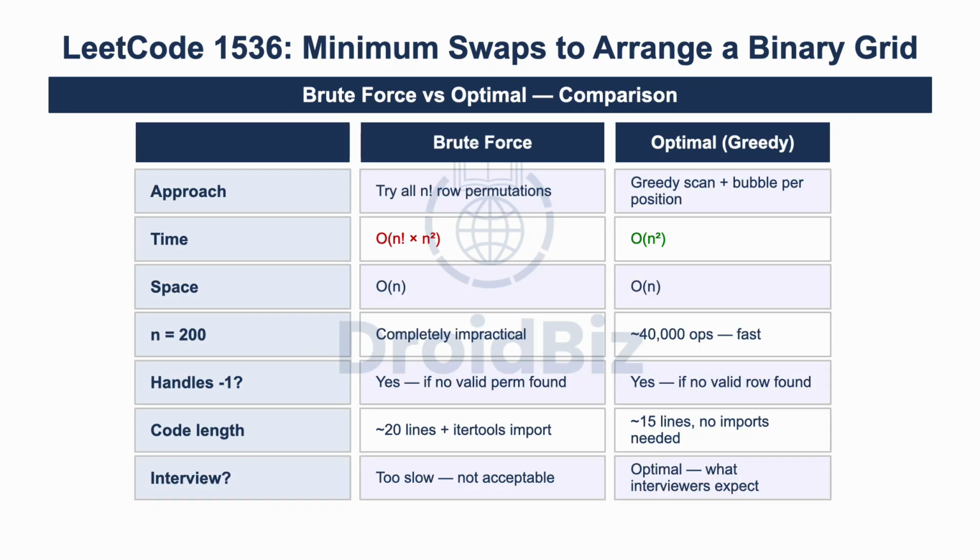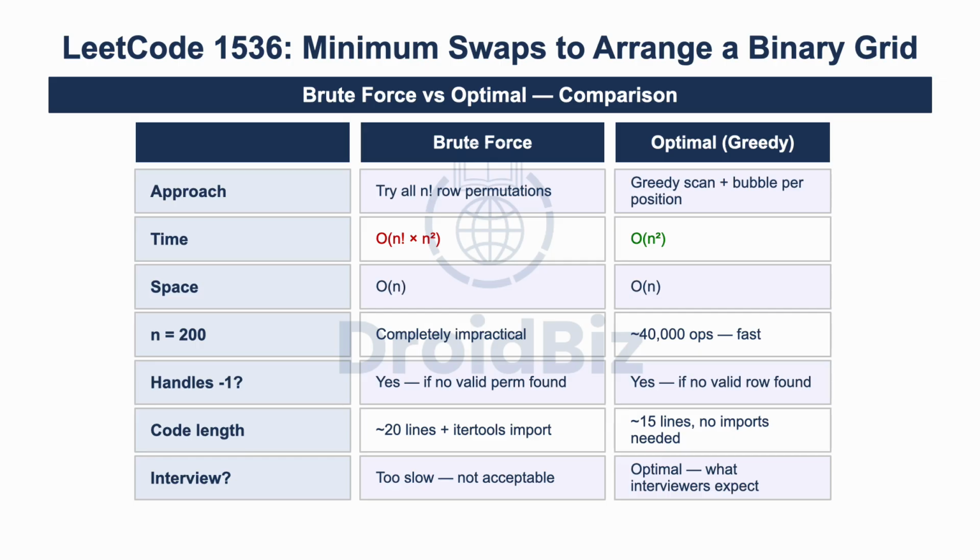Let's wrap up with a side-by-side comparison of both approaches. Starting with the overall approach. Brute force tries all n factorial row permutations. The greedy solution does a scan and bubble for each position, much simpler. Time complexity. Brute force is big O of n factorial times n squared, completely impractical. The greedy solution is big O of n squared, a massive improvement.